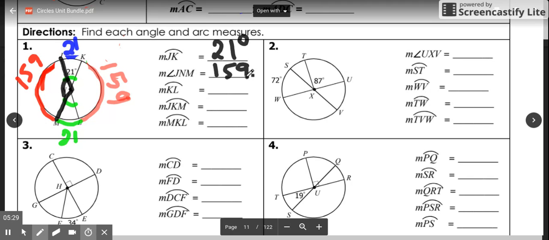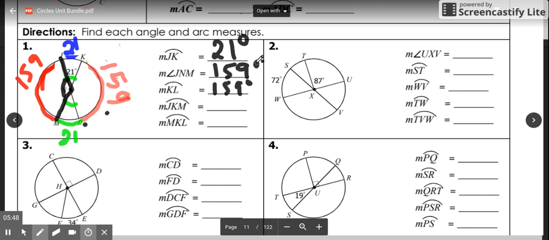So K to L would be the peach piece. So it's 159 again. Forgetting to put my little degree symbols. Notice those are both minors, so they should be less than 180. But when I get to the next one, it's actually going to be a major because it has 3 letters.